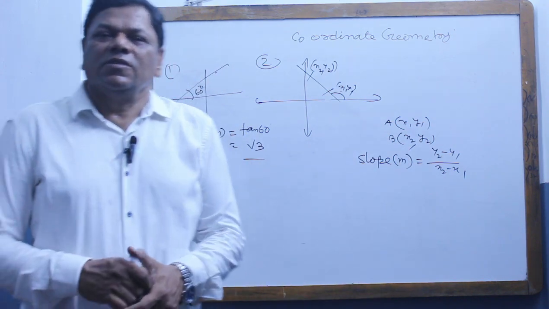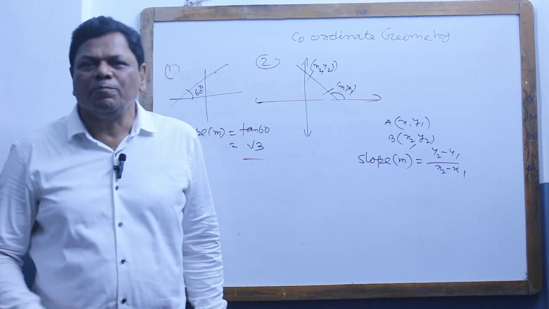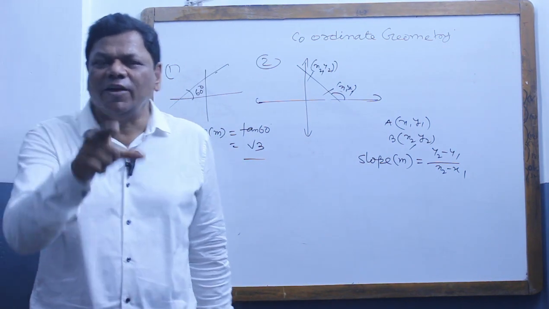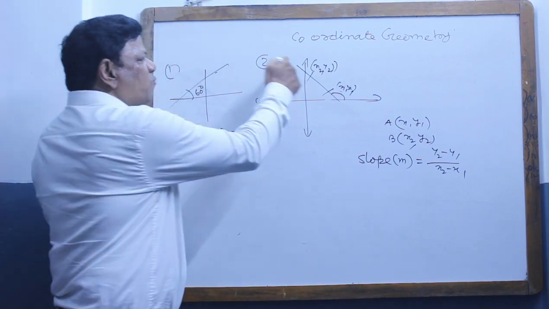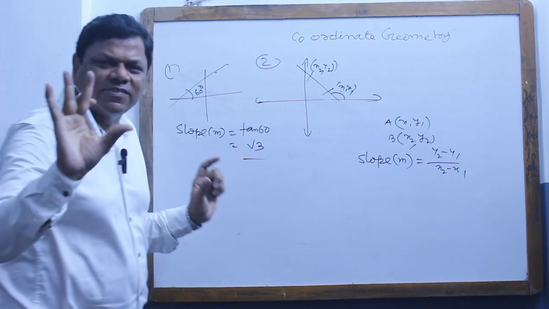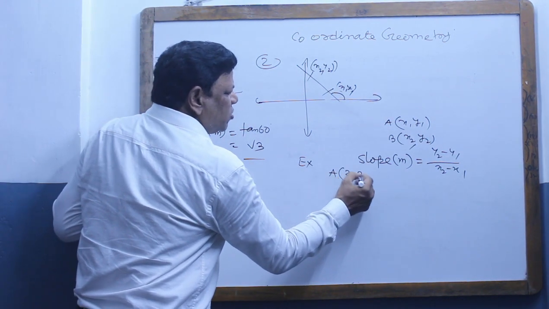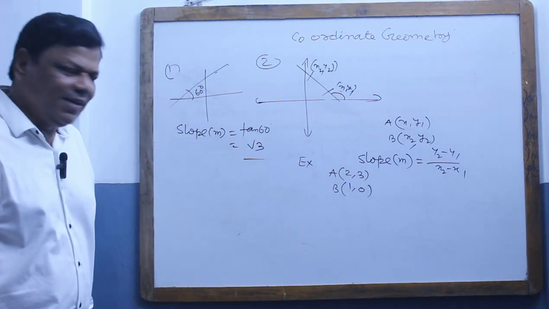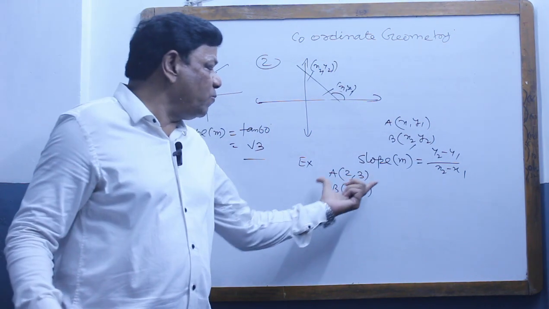Remember, if the degree is given, let 45 degrees be given. What is the slope? Slope means m. m is tan 45. What is the value of tan 45? 1. Clear? Number 2, let two points be given. I am doing a small sum for you, one example. Let A be (2, 3) and B be (1, 0). Okay, these two points are given. Find the slope of this.